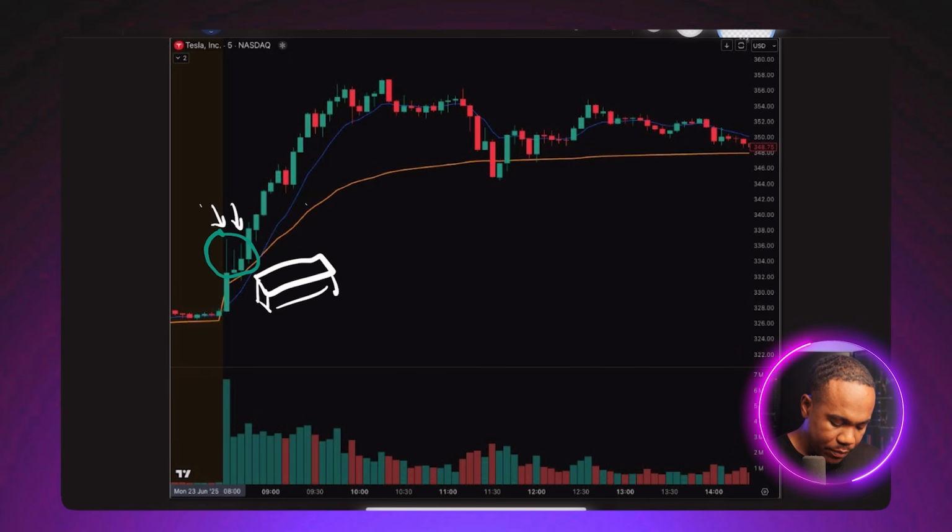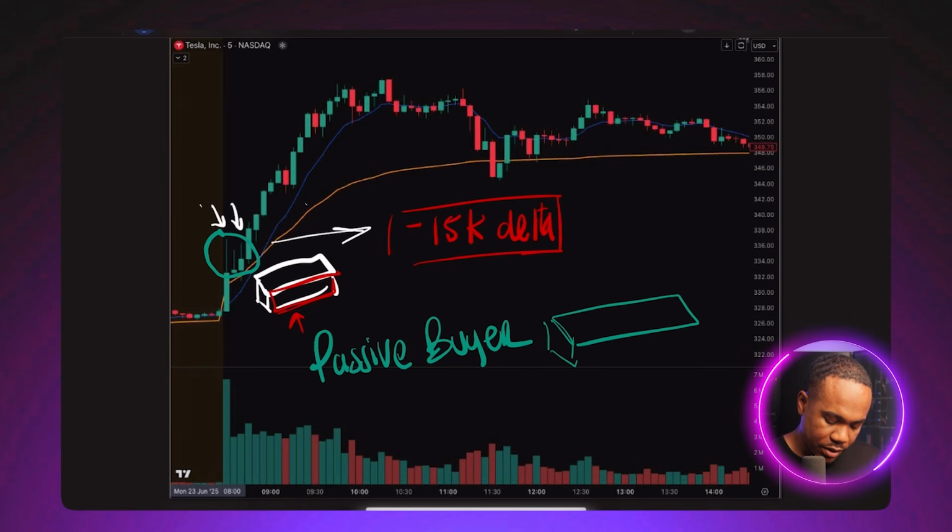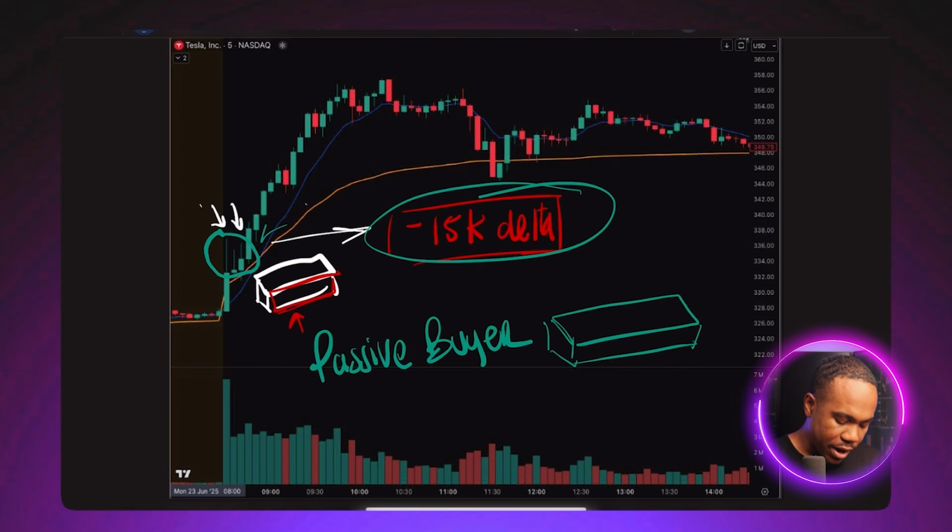So during this time, we may have had, let's say, negative 15K delta, meaning that the sellers were more aggressive. But we had a buyer sitting there, a passive buyer, that soaked up with that sponge. They soaked up those 15,000 shares. And then the aggressive buyers came back in and overpowered the sellers. This is powerful, because as you see these rejections, you may want to get out. If you see aggressive selling and there's more sellers there, but price isn't moving, then that can be an indication that there's a big buyer there that's holding price up and defending the move.